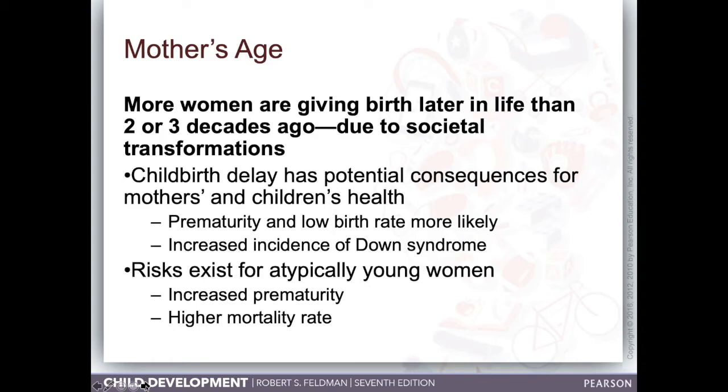Childbirth delay has potential consequences. I think I already read that, sorry. Prematurity and low birth rate are more likely. Increase in incidence of Down syndrome is possible. That doesn't mean the risk doesn't exist for young women, but there's definitely more chance of it happening, and the statistics show more in higher aged women.